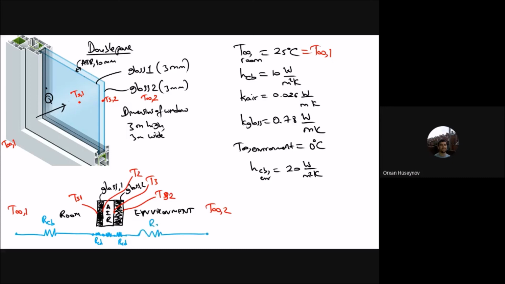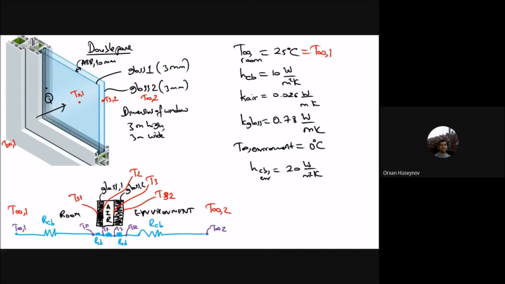Okay, and this one will be that R combined, okay? And I will just write the temperature values on it. Here you will have T infinity 1, and this node here you have TS1, and the next node here which is T2, and the next node here which is T3, and here you will have TS2, and here you will have T infinity 2.